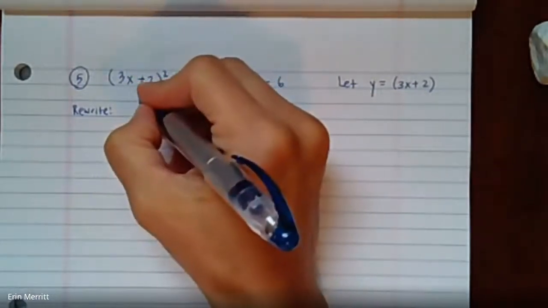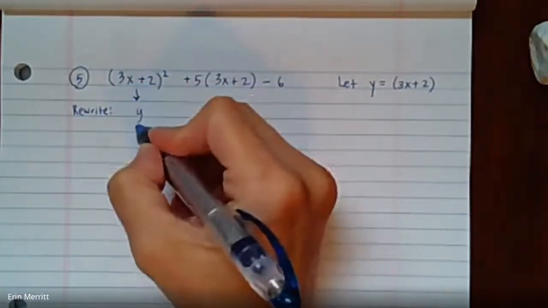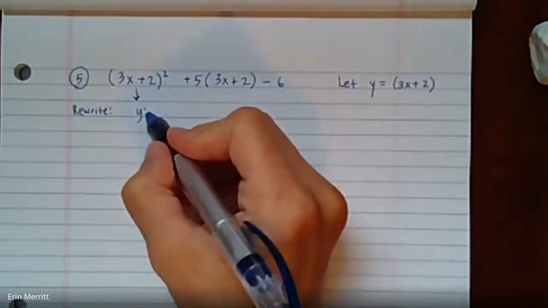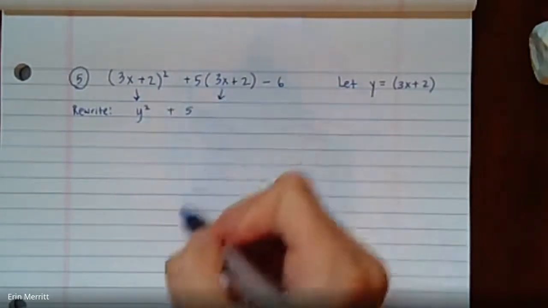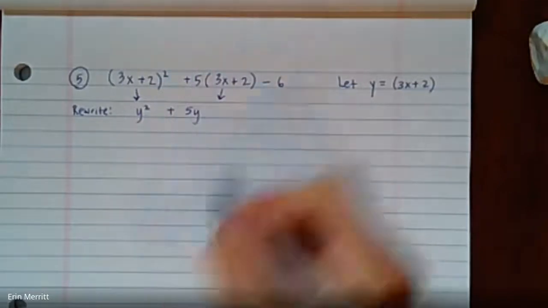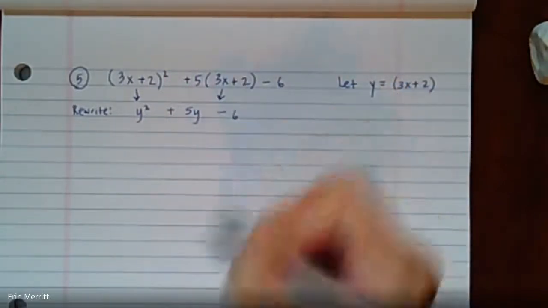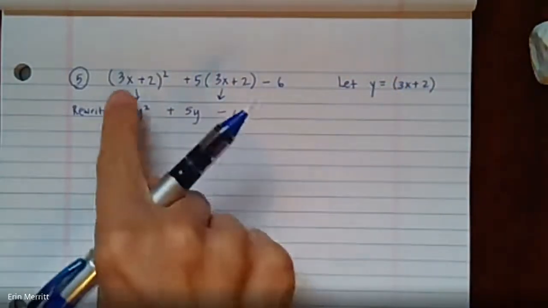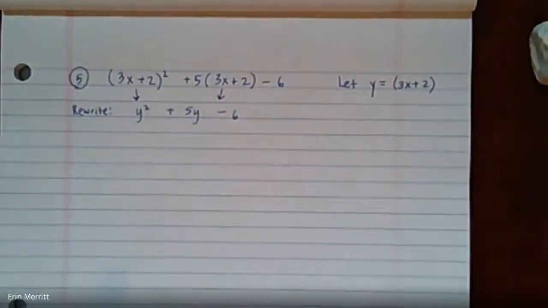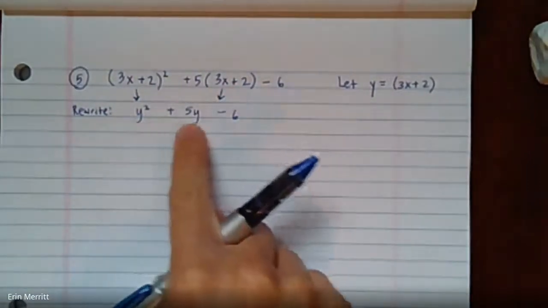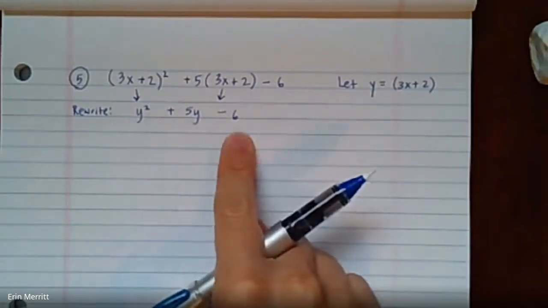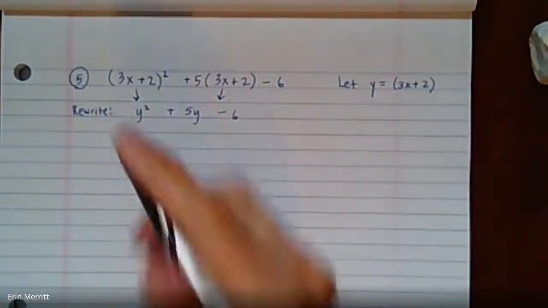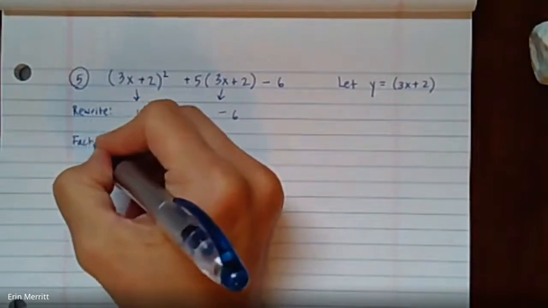But in place of this, I'm going to put y in, and then I'm going to square it right here, plus 5 in place of it here. Put the y in, and then bring down the minus 6. Now that you have those crazy expressions in the parentheses gone, this is actually really easy to read. You have y squared plus 5y minus 6. That's just trinomial factoring. So let's actually factor it.